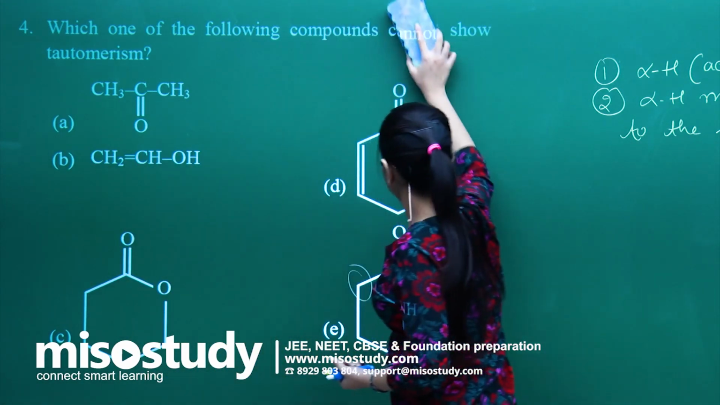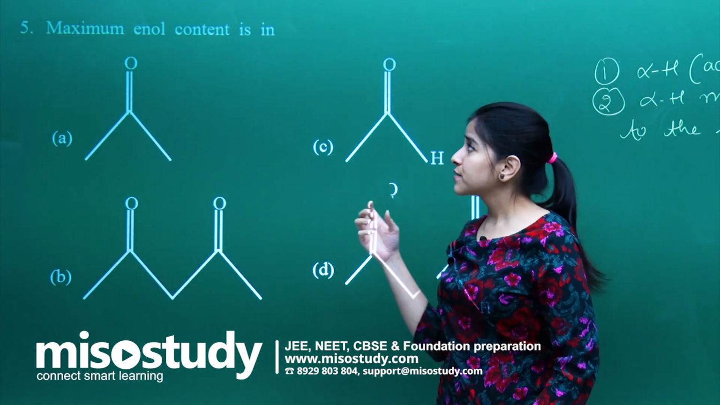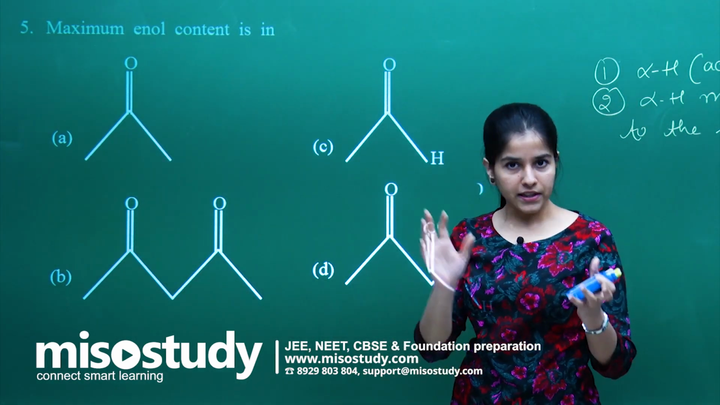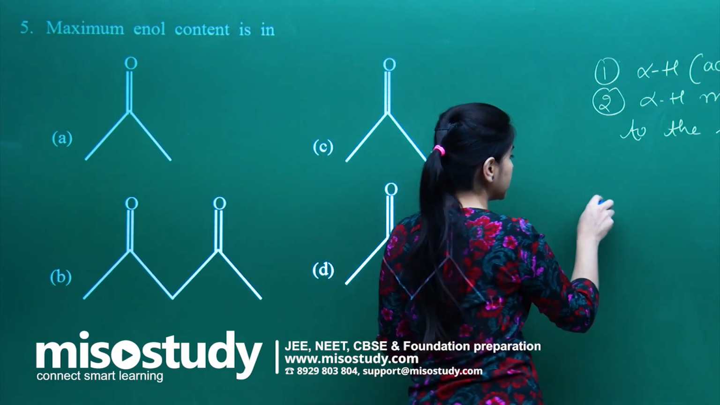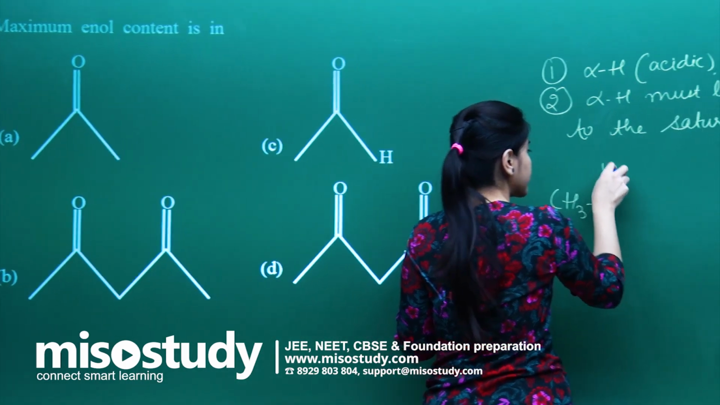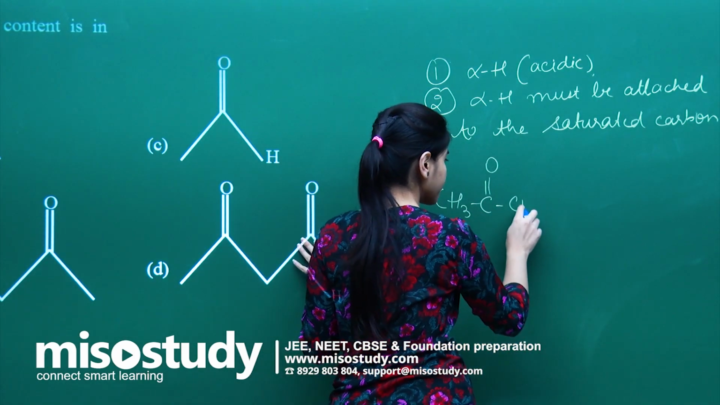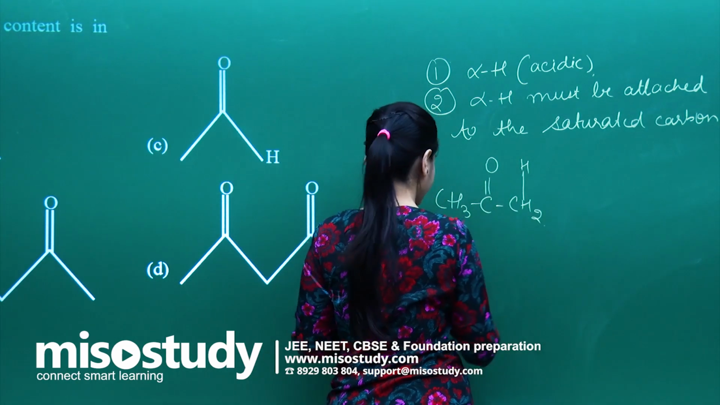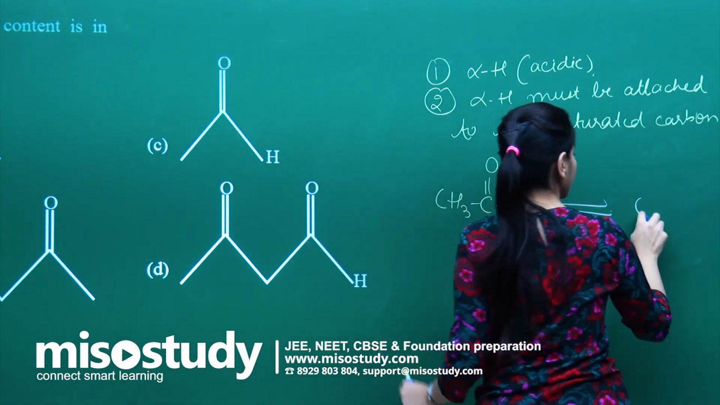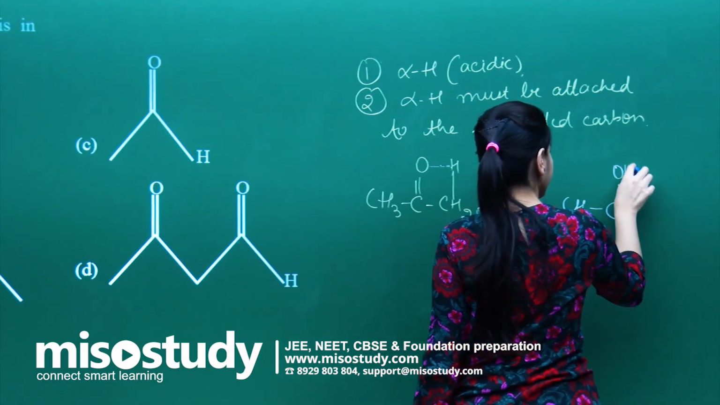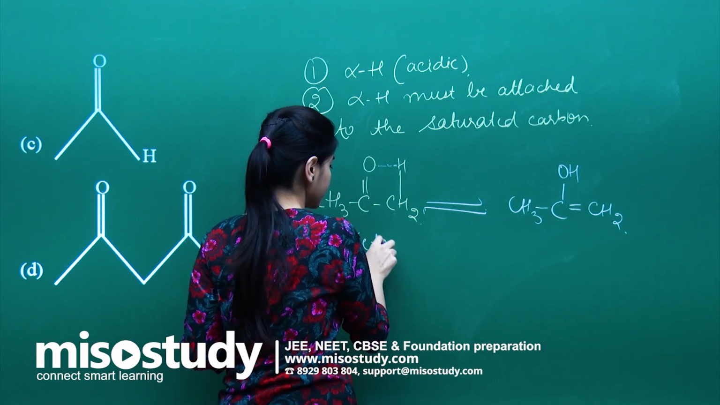So the next question says, I need to find the maximum enol content. What is enol? That is again a tautomer of the keto form. So let us just draw the very basic keto-enol form here. So I am taking up acetone in this case. What I need to do is create an enol form. So the enol form will be this. So that is keto, that is enol.